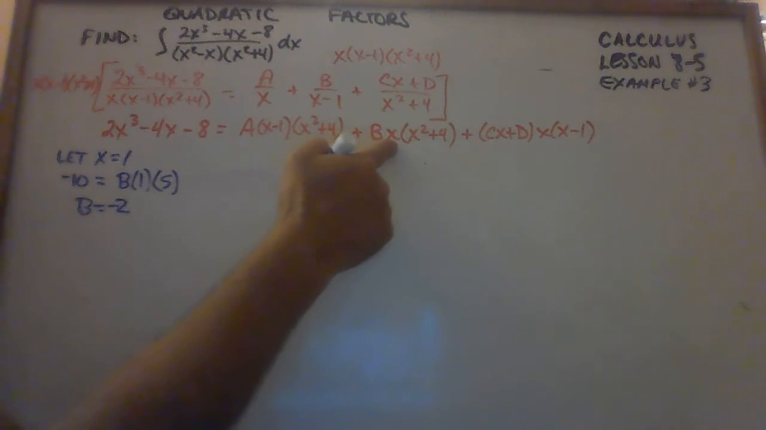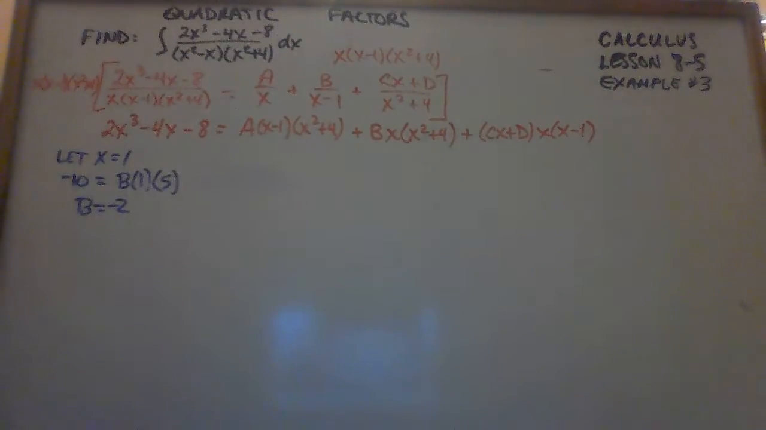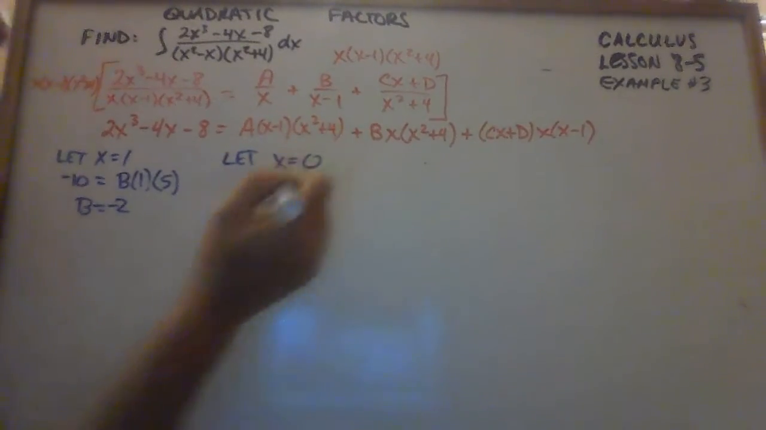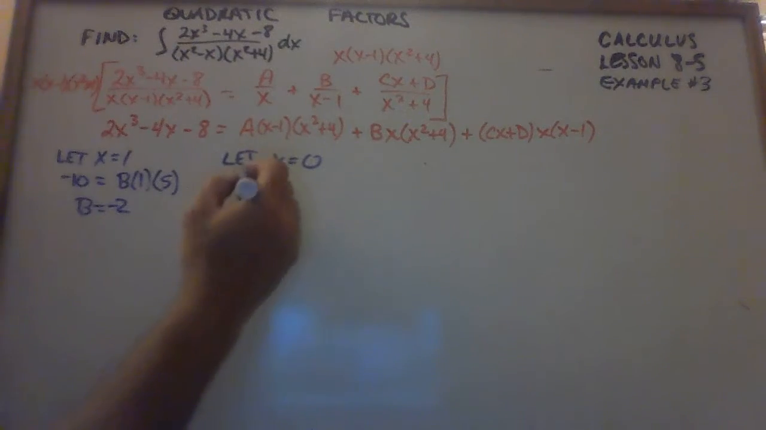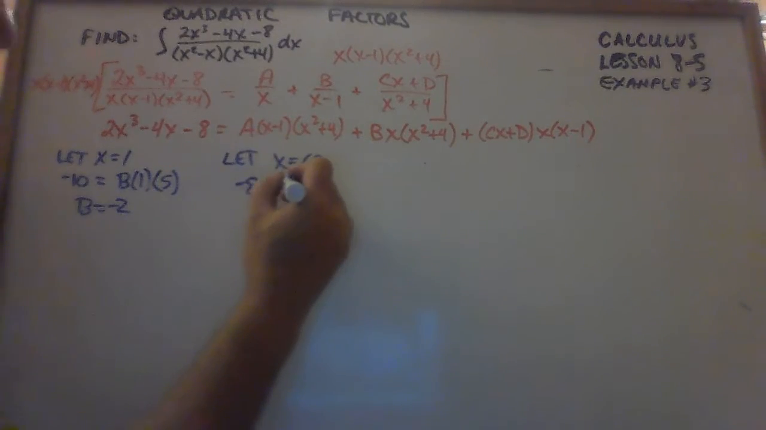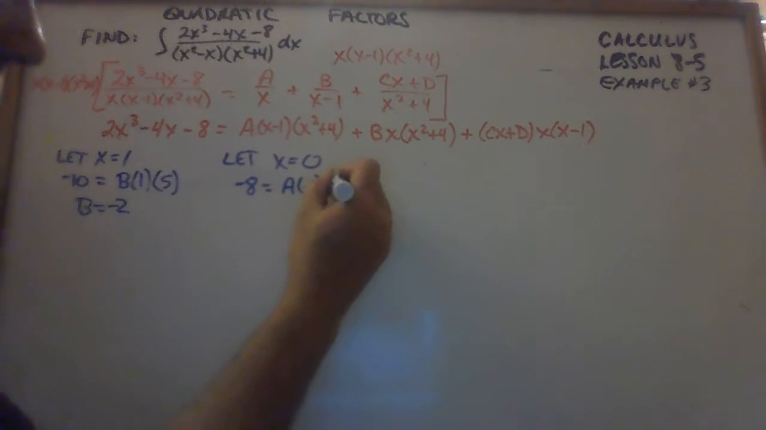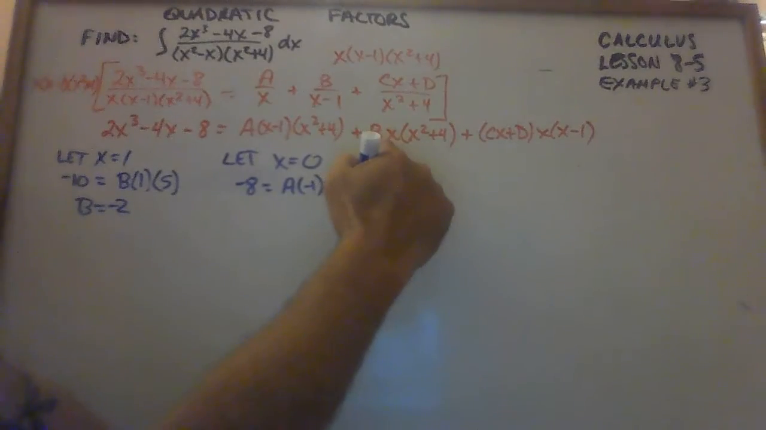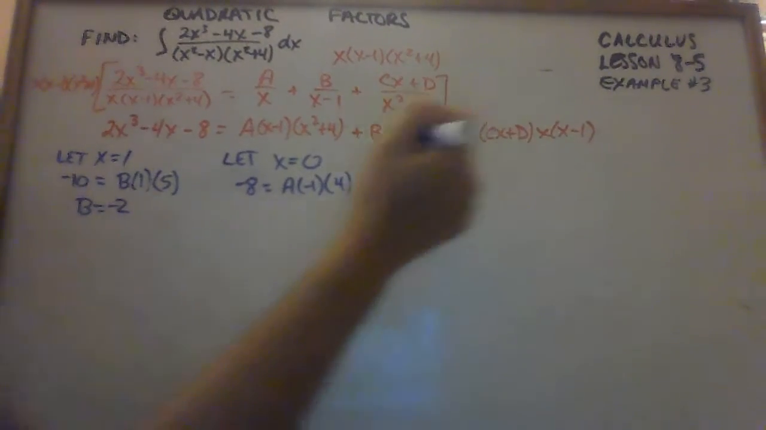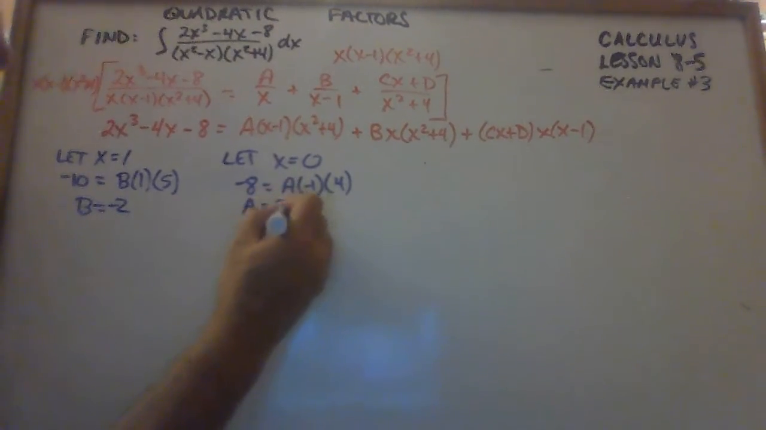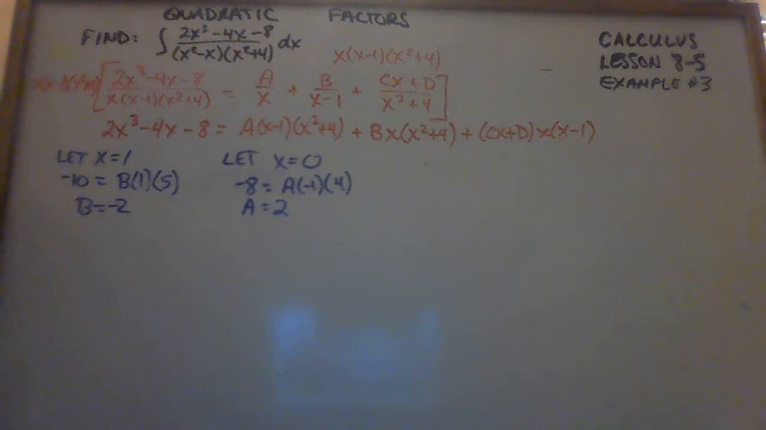Now, if I look here, I can make this go away if I plug in 0. That also makes this go away, so that's handy. So we're going to let x equal 0. Well, that makes this over here negative 8. If I plug in 0, I get A times negative 1 times 4. And then again, all of this goes away because that's 0. So negative 8 equals negative 4A, and so A ends up being 2. So now I know what A is.